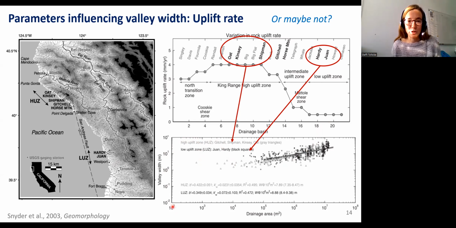So again, valley width against drainage area. And then when they performed the power law regressions, they could actually find no significant difference in the scaling relationship between width and drainage area for high and low uplift rate zones. So it seems like the role of uplift is not totally clear.